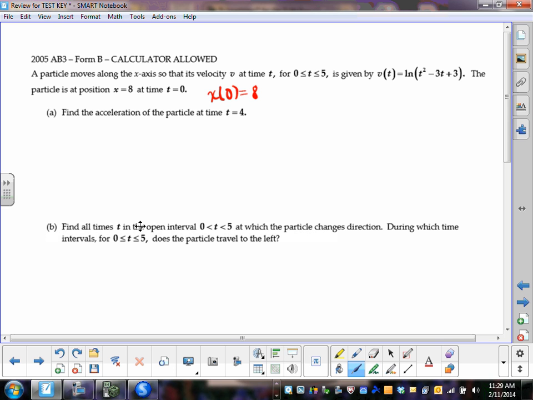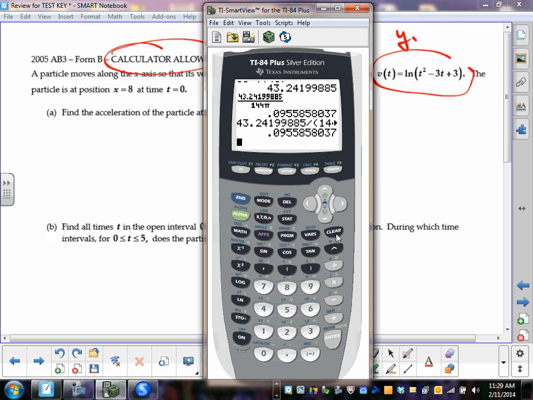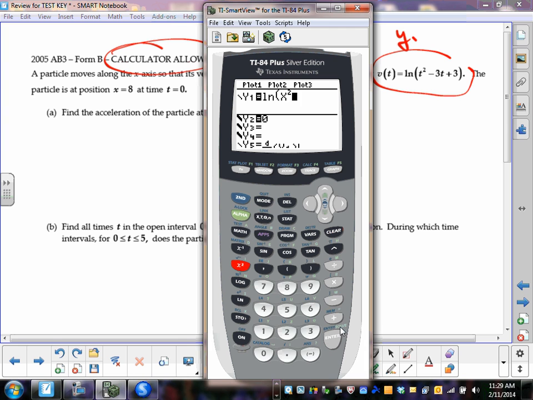Find the acceleration. It's a calculator allowed question, so I'm going to put velocity into my y1. So we'll do that now. I'm going to clear everything else out. We have the natural log of t squared, or x squared, minus 3x plus 3.